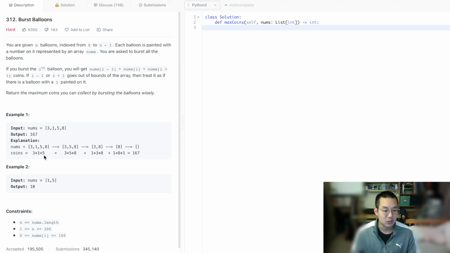So in this particular case here, if we pop the 1 first, we get 15 items. Then we pop the 5, and we get 3 times 5 times 8, which is 120. And we multiply that and then we have these 2 balloons left. And we pop the 3 balloon, and when you don't have any balloons to your left or to your right, we will multiply that by 1. And in this case, it's 1 times 3 times 8, which is 24. And we have the last balloon, which we need to pop. And we pop that, and we have 167.